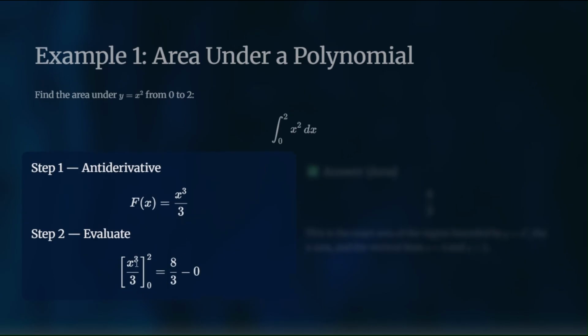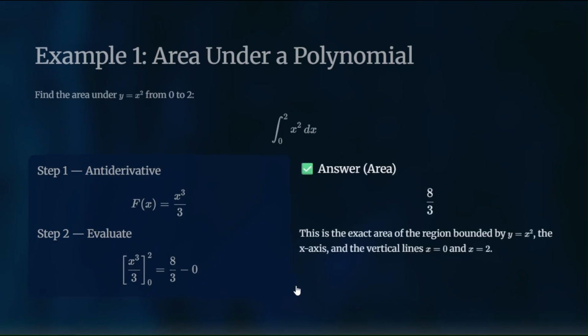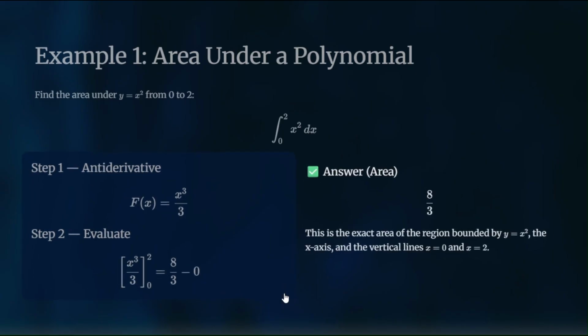So we'll put our antiderivative in brackets like this with our limits of integration on the right side. So first we evaluate when x equals 2. That will be 2 cubed over 3, which is 8 over 3, minus when x equals 0, that will be 0 cubed over 3, which is 0. So 8 thirds minus 0 is simply 8 thirds, and that is our answer. This is the exact area of the region bounded by x squared, the x-axis, and the vertical lines x equals 0 and x equals 2.